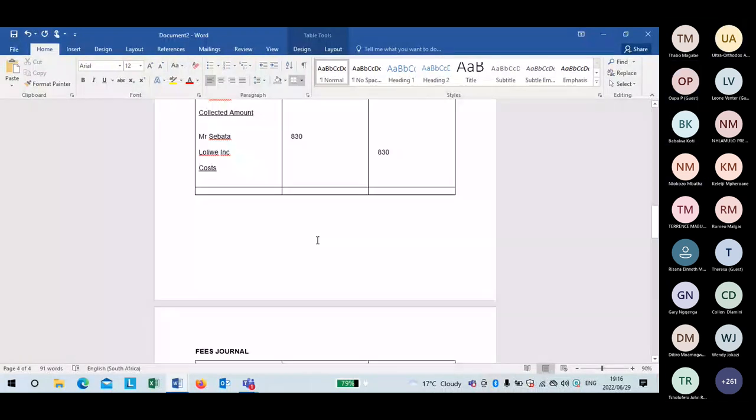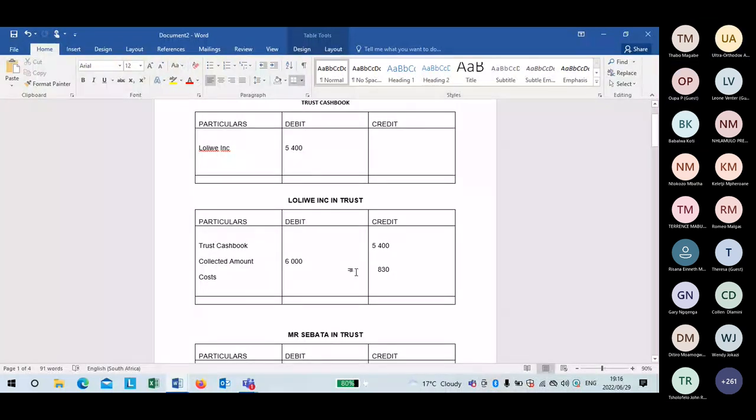When you go to the trust account, is it available? Yes, sir. How much is available in the trust account? Look at Lollyware Inc. in trust, the trust cash book. That is where the money must ultimately come from. Does she have any money in trust? We have 6,000. There is enough in trust. So it's available, and you can proceed with the transfer. Do you follow?